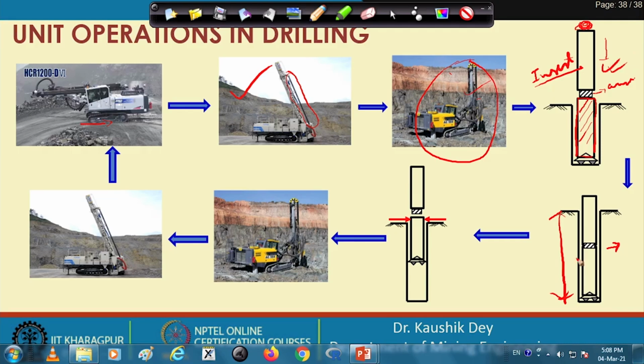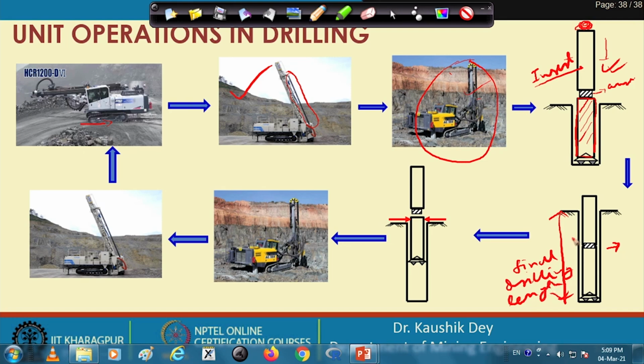And in this case, let us consider we have stopped at this position, then this is your final drilling length.